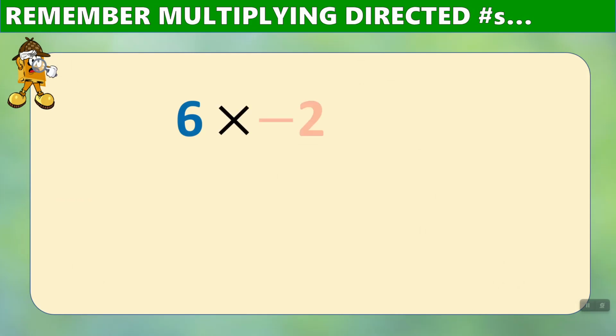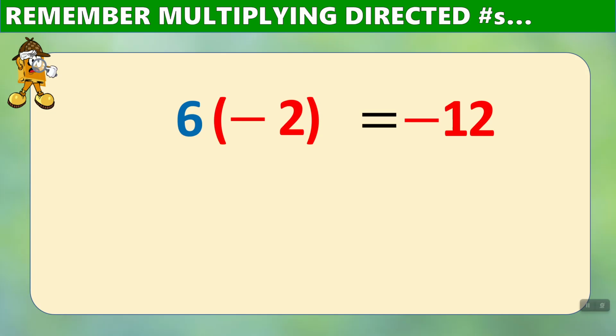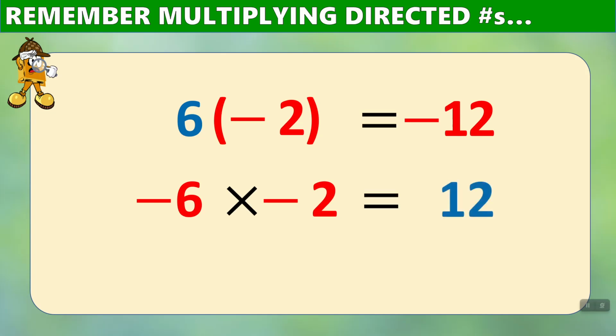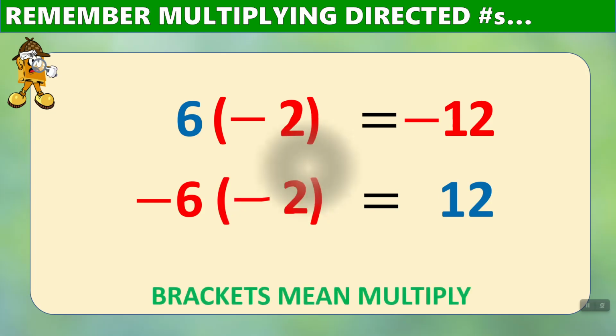Let's look at 6 times minus 2. The signs are different. The answer is minus 12. Again, we can replace the multiplied by minus 2 with minus 2 in brackets, and it means the same thing. Minus 6 multiplied by a minus 2, we know the answer is positive 12. Again, we can replace the multiplied by minus 2 and put the minus 2 in brackets, and it means the same thing, multiply. Brackets mean multiply.